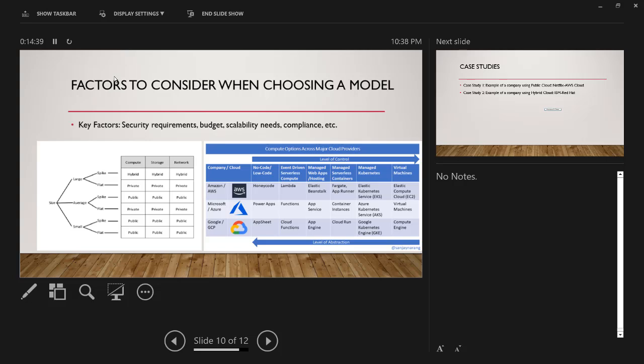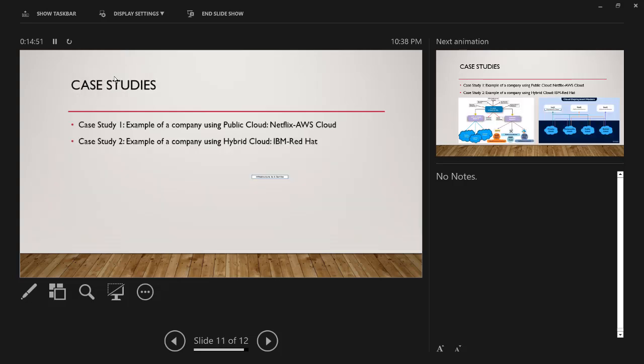And this also boils down to large organization as well. So these are the factors you need to consider when you want to go into cloud computing, and what you need to also consider when you want to upskill. Alright, I'm going to give us 2 case studies, which is number 1, examples of companies that use public cloud.